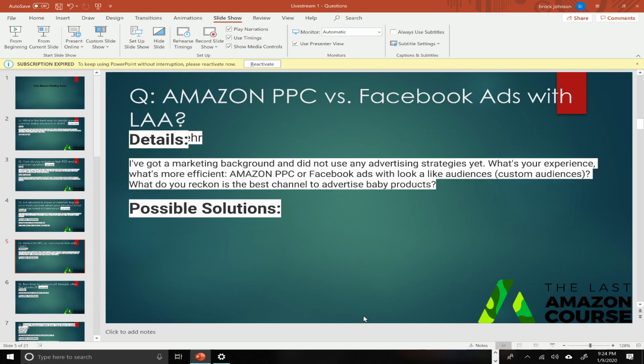Amazon PPC versus Facebook ads with lookalike audience. I've got a marketing background and did not use any advertising strategies yet. What's your experience on what's more efficient, Amazon PPC or Facebook ads with lookalike audiences? What do you reckon is the best channel to advertise baby products? Okay, so PPC on Amazon, there's never been a better conversion than Amazon PPC ads. Sometimes you can get upwards of 30 to 50% conversion on the right keywords. So if you're looking at actual conversion rate, nothing will top Amazon PPC.